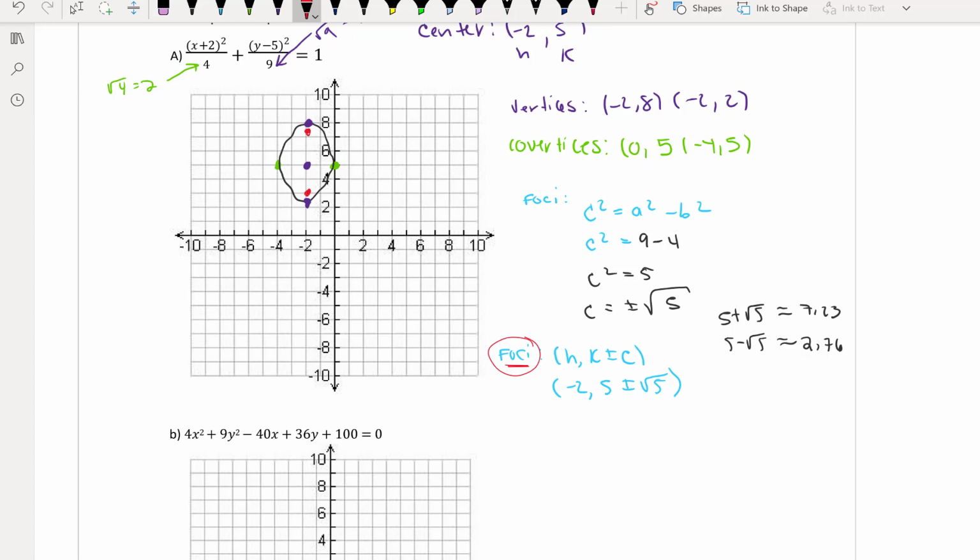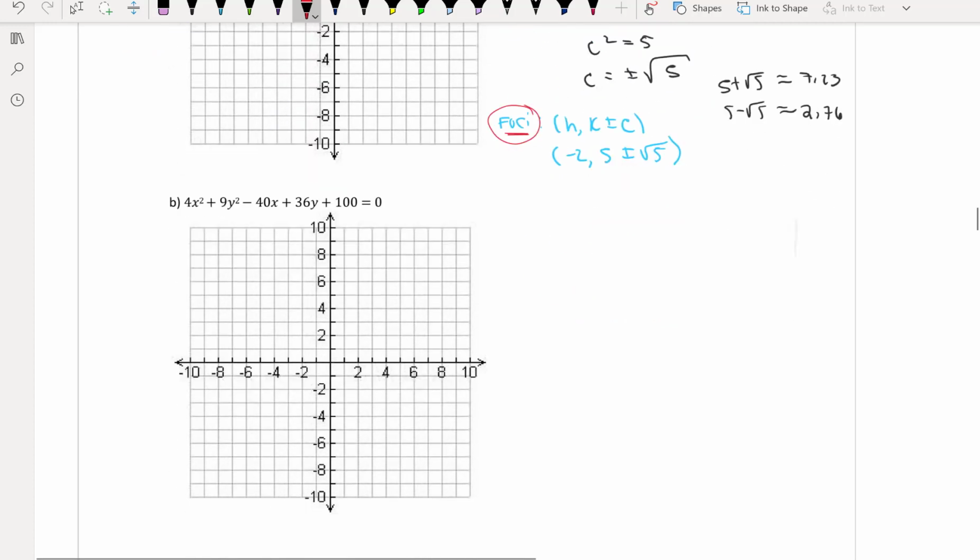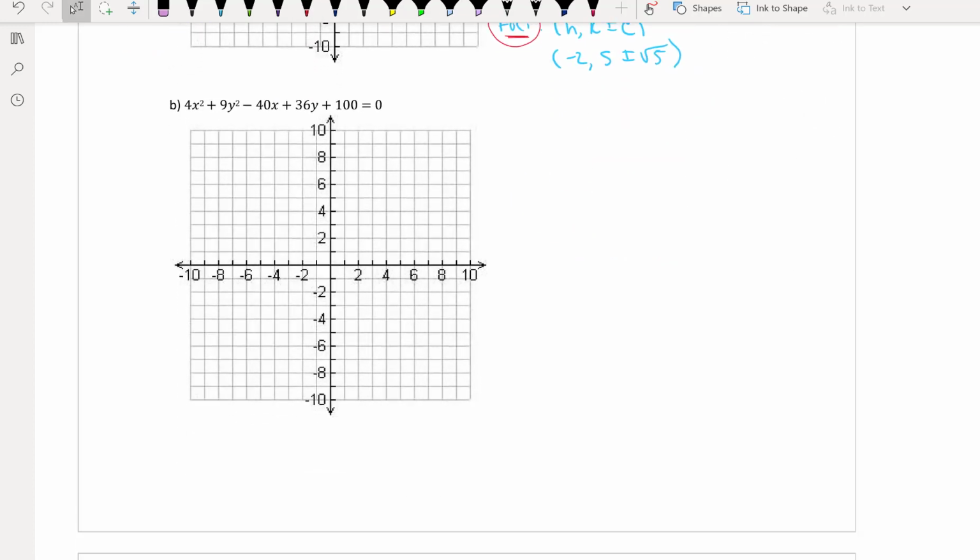Okay. Well, I hope that helps. Now, let's look at part B. So for part B, remember, we want the ellipse equation to always equal 1. That is your goal. So the goal is to set it equal to 1. The other thing that we're going to do is completing the square.